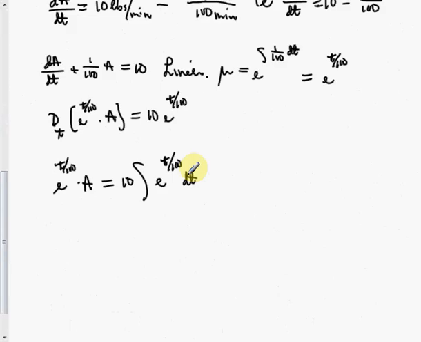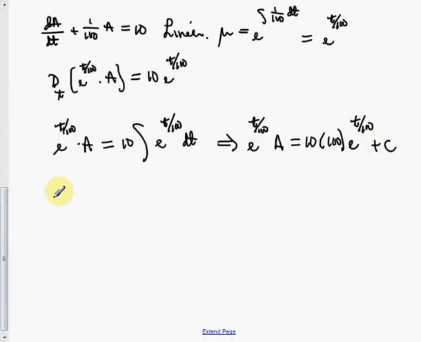So if I put it here, this implies the left side, e to the t over 100 times A, is equal to 10 times that 100 times e to the t over 100 plus a constant. So here A of t is equal to 1000 times e to the t over 100 plus C.